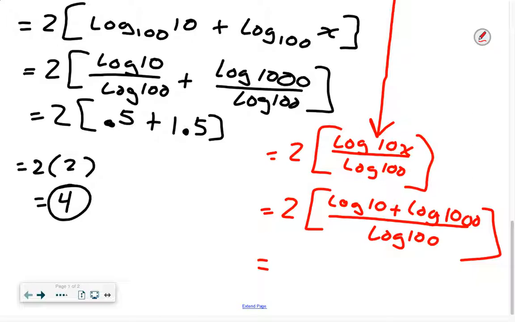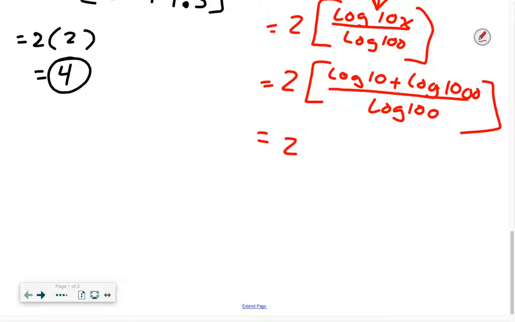And now what's the log of 10? Let's plug that into our calculator real quick. One. What's the log of 1,000? 3. Log of 100? 2.